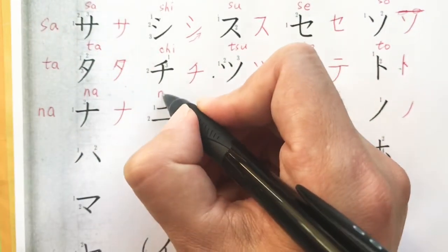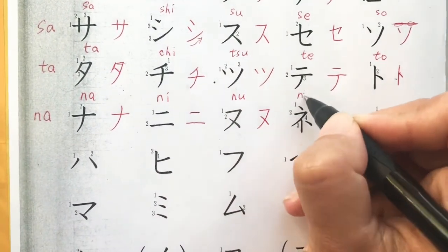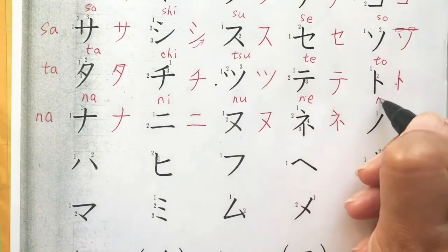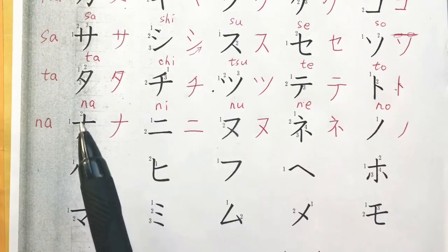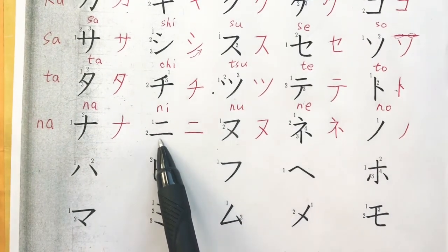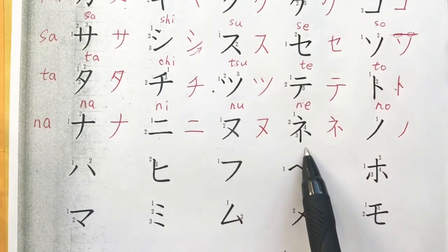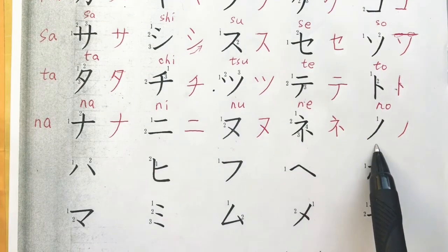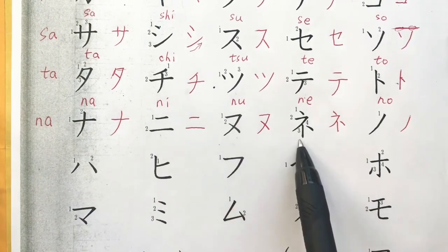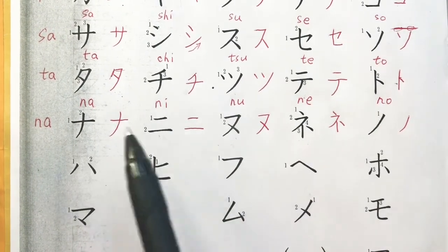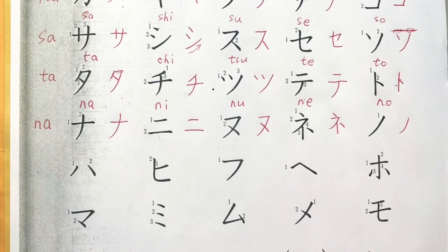Na, ni, nu, ne, no. Na, ni, nu, ne, no. Na, ni, nu, ne, no. Okay, this is the first 25 katakana.